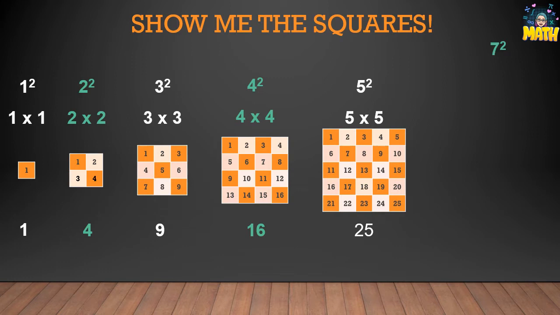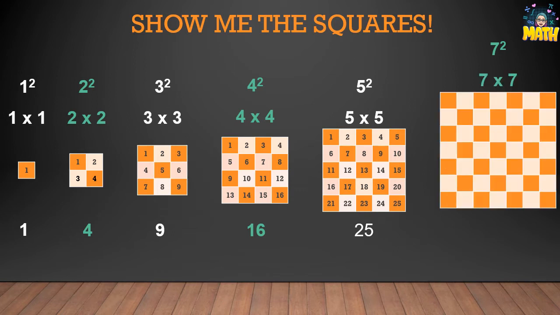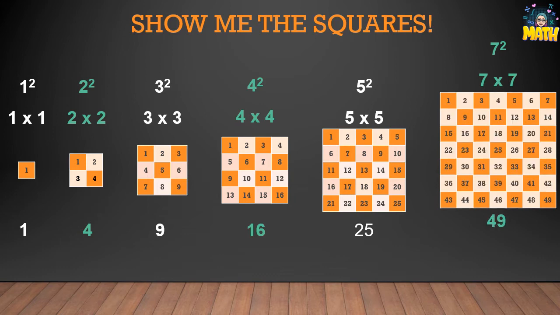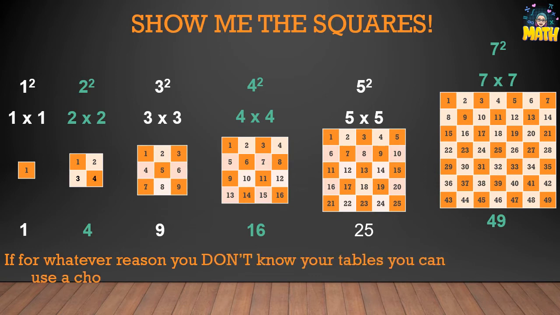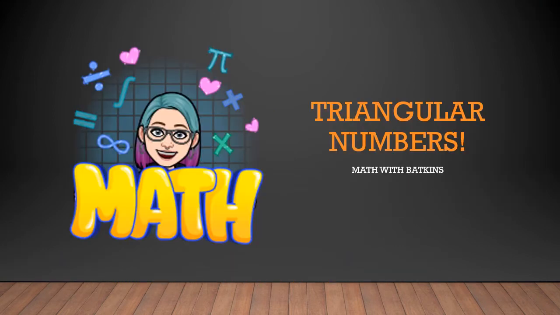How about if we were looking for something even bigger? Let's go for 7 squared. I only skipped a couple because I didn't have a lot of space, let's be honest. So 7 times 7 is 7 squared, which is 49. Fantastic. If for whatever reason you don't know your tables, you can use your chosen method to solve your square numbers. Let's have a look at triangular numbers next, hey?